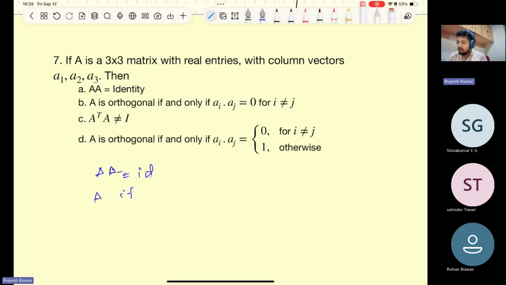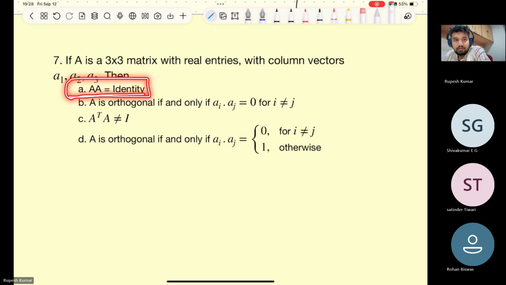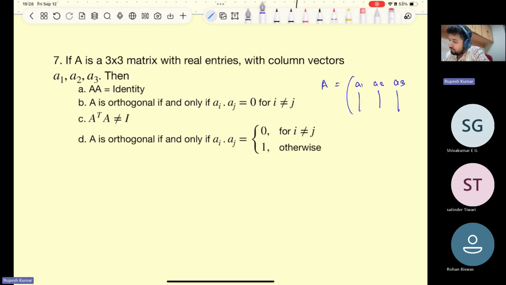Let's try to get to the answer quickly. So for option one, A into A is identity. Is it true for all the matrices? Let's say you have a matrix A, basically A1, A2, and A3, a 3 by 3 matrix. I'm saying A into A is identity. Is this true? Anyone?